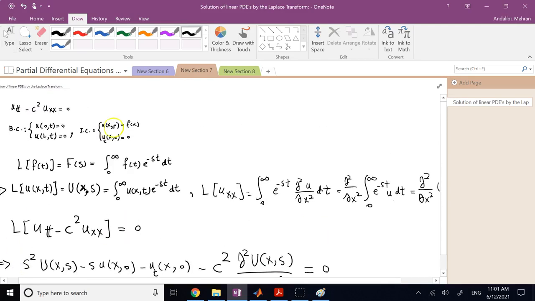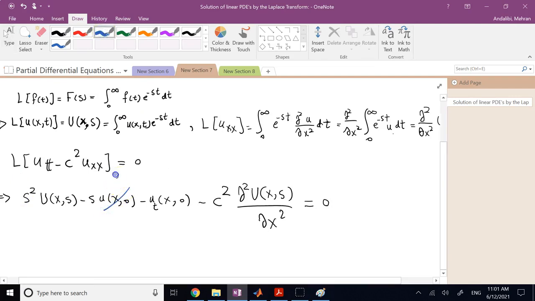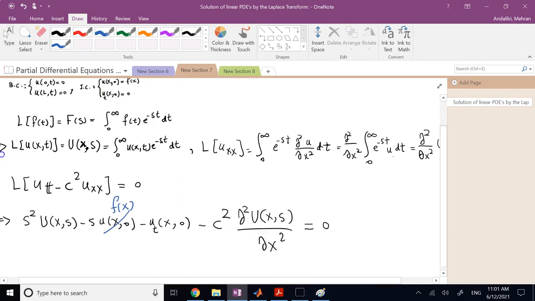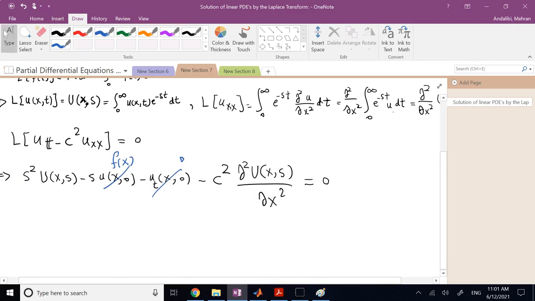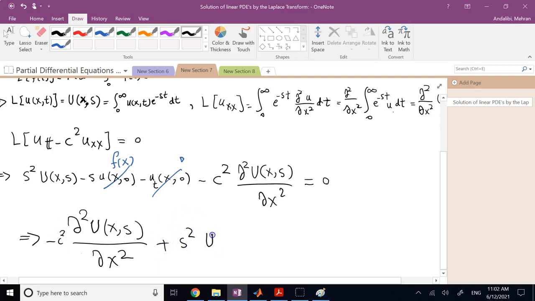What is u of x and 0? Clearly you see that's f of x. And what is u_t at x and 0? That's 0. So now, if you look and simplify, what would you get? This is a function of s and x. If you rearrange it, you can write that negative c squared times the second partial of capital U of x and s with respect to x squared, plus s squared times U of x and s, minus s times f of x is equal to 0.